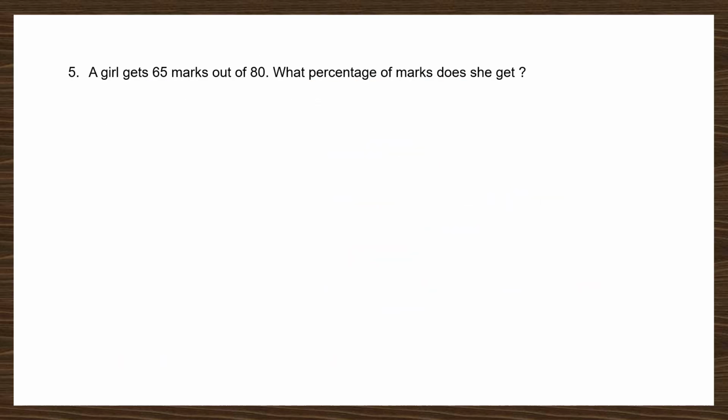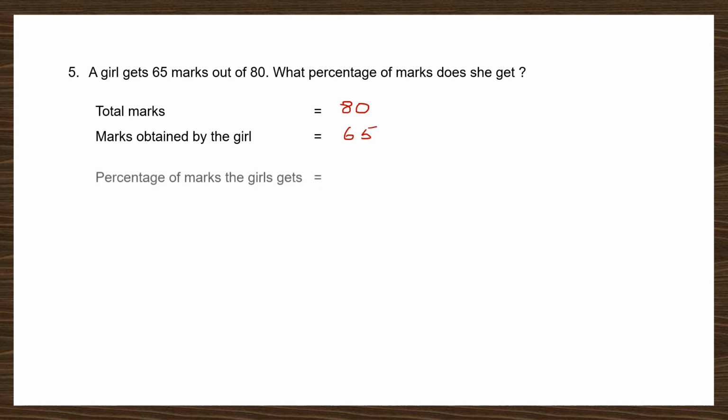Question 5. A girl gets 65 marks out of 80. We need to calculate her percentage on 100. So 65 on 80, let's start. Total marks is 80. The marks obtained by the girl is 65. All this is given in the question.